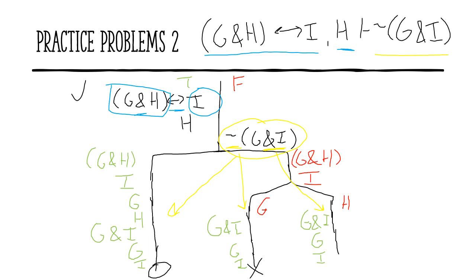I have an I on the left. I have a G on the left. I have an H on the right. I have an I on the right. Right there, I have that and that. And those close it off because that's a contradiction.